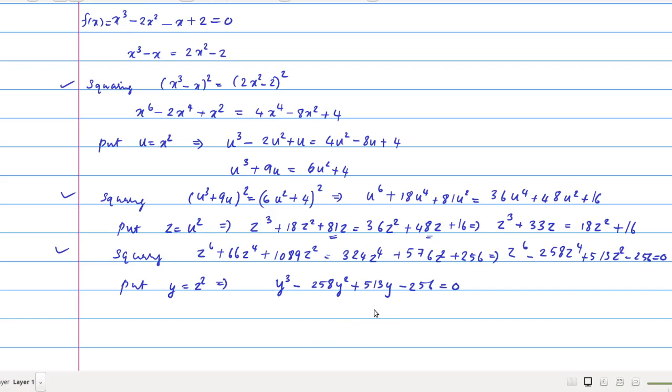Now we have how to find the roots of this equation. This is obtained by comparing the coefficients of this equation as lambda naught y cube plus lambda 1 y square plus lambda 2 y plus lambda 3 equal to 0. Comparing the equations, you can get the coefficients: lambda naught is equal to 1, lambda 1 is equal to minus 258, lambda 2 is equal to 513, lambda 3 is equal to minus 256. So using these coefficients, you can write the roots of this equation.